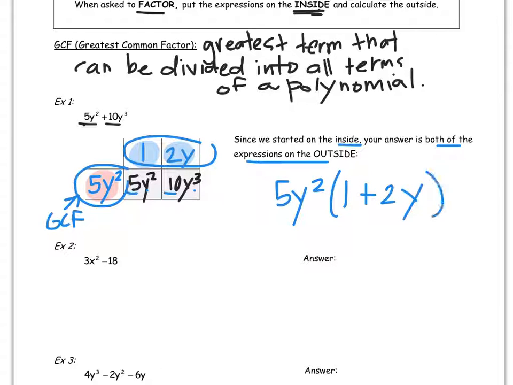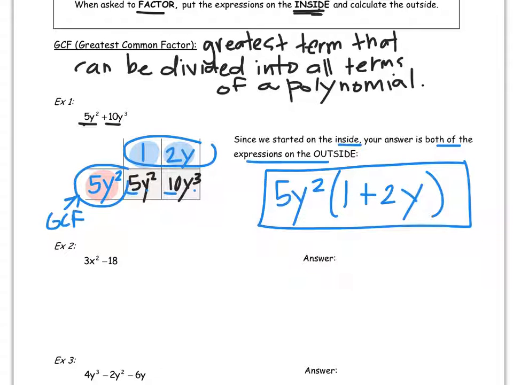Let's talk about the reason why this works. So I want to think about if I had you distribute. If you had to distribute this 5y squared like we did in topic 4, you would do 5y squared times 1, and you would get 5y squared. Then you do 5y squared times 2y, and you would get 10y cubed.